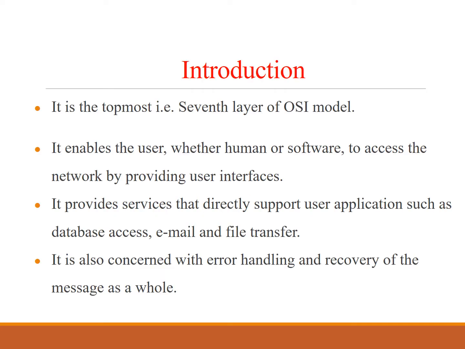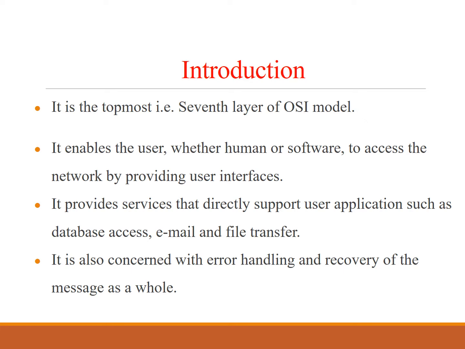Dear students, in this video we will see about the application layer and its basics. As we know, the application layer is the topmost layer of the OSI model, that is the 7th layer of the OSI model. It enables the user, whether human or software, to access the network by providing user interfaces. It also provides services that directly support user applications such as database access, email, and file transfer.